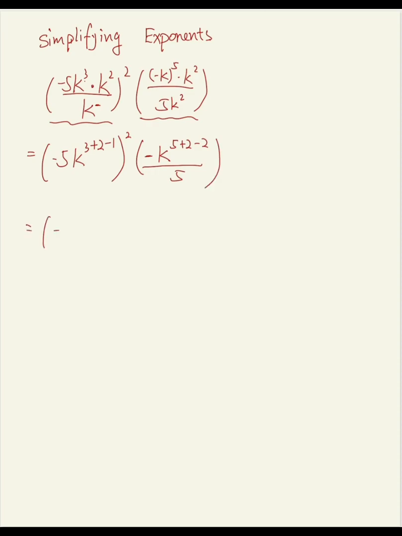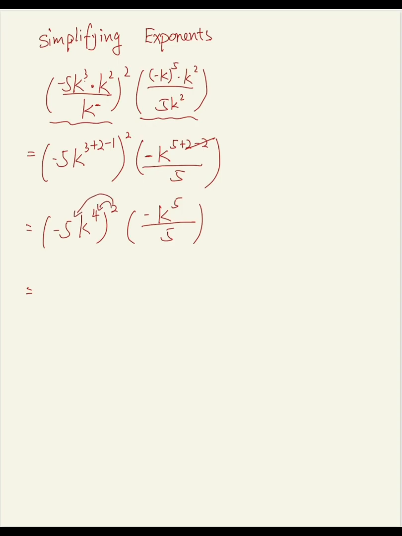So it's 5, and the k is 4, raised to the second, and then this is 4k, and we have -k 2/5 over 5. Then we will multiply these two together.